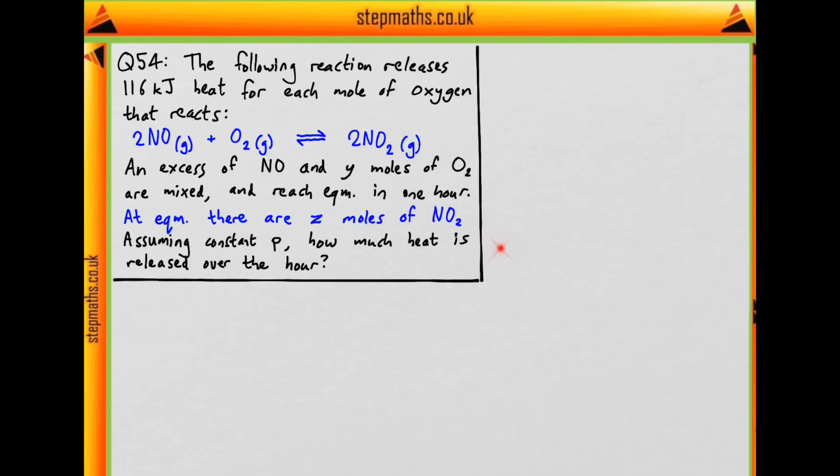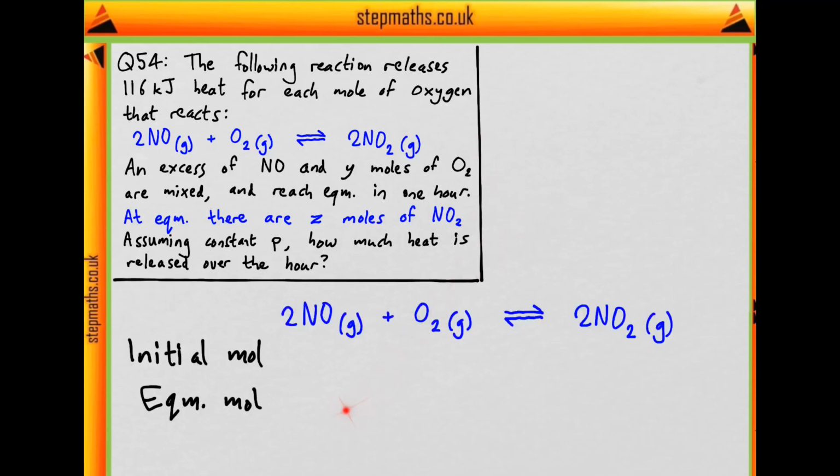I find that with the equilibrium questions where it talks about moles, it always helps to do this sort of diagram where you have the equation, the initial moles and equilibrium moles. So let's fill it in. We're told that we have an excess of nitrogen monoxide and Y moles of O2 initially, and if that's the initial conditions then we'll have no NO2 at all. And at equilibrium, if we start with excess NO, then we're going to have excess NO at equilibrium as well, because that's just how excesses work.